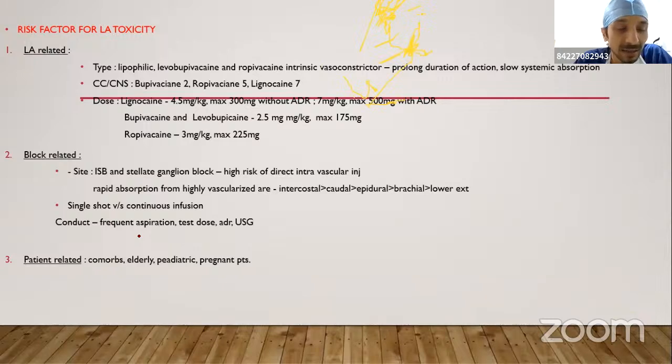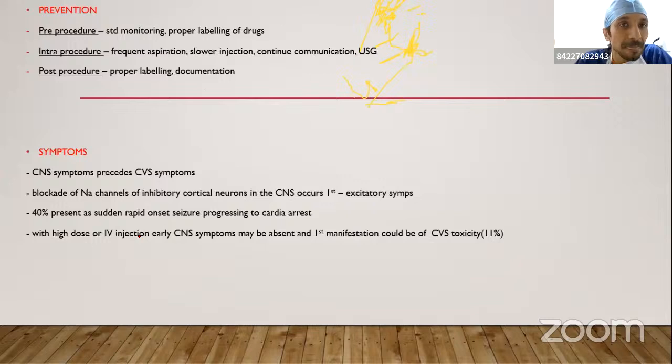Patient-related factors, if there are comorbidities with the patient, any renal, hepatic or cardiac comorbidities, in elderly or pediatric patients, pregnant patients. How can we prevent LAST? Before the procedure, there should be standard monitoring and proper labeling of the drugs. During the procedure, there should be frequent aspirations, slower injection in small aliquots. There should be continuous communication with the patient, use of all modalities of monitoring. And after the procedure, there should be proper labeling, documentation, and follow-up of the patient.